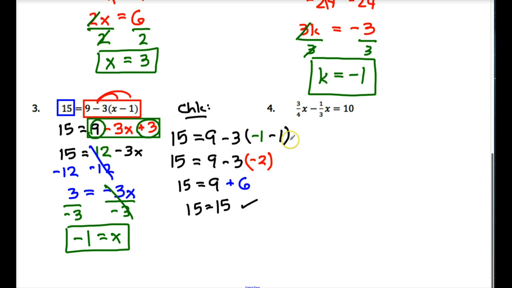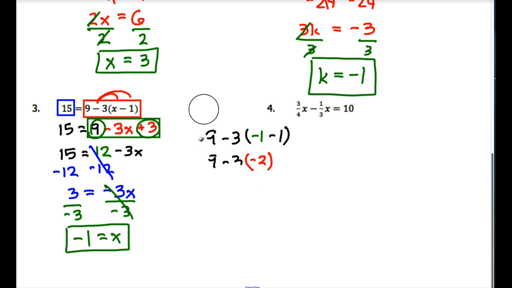Okay, now let's look at number 4. Number 4, you'll notice we have some fractions in that problem. And so what I like to do when I see more than one fraction in a problem is get rid of those fractions in the first step. And the way I get rid of those fractions is by multiplying.